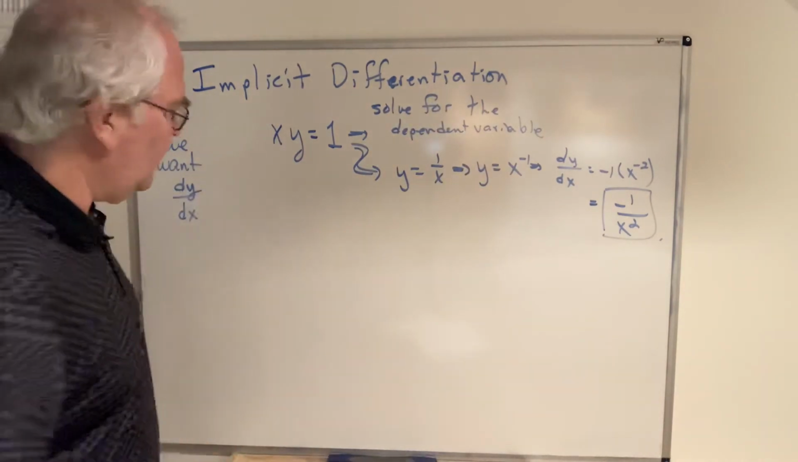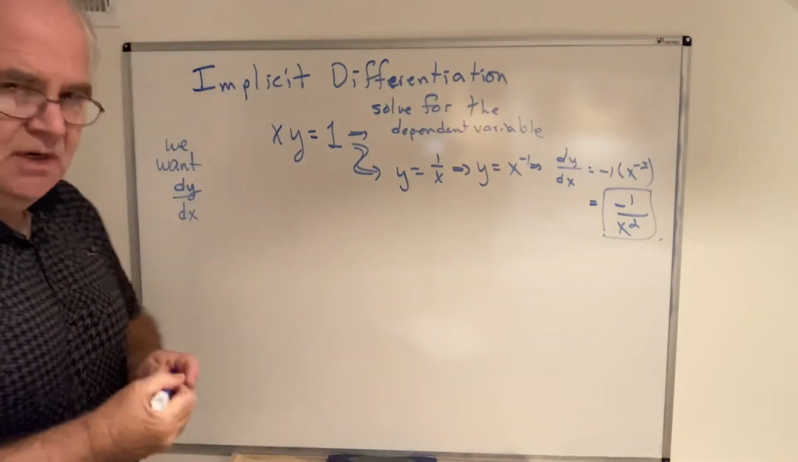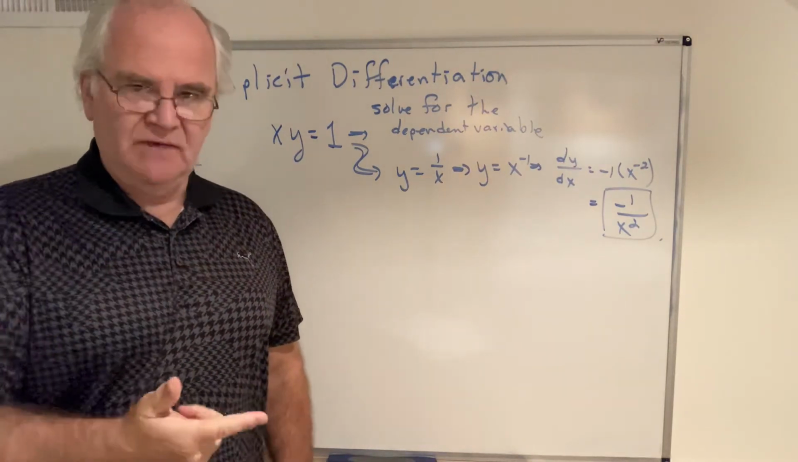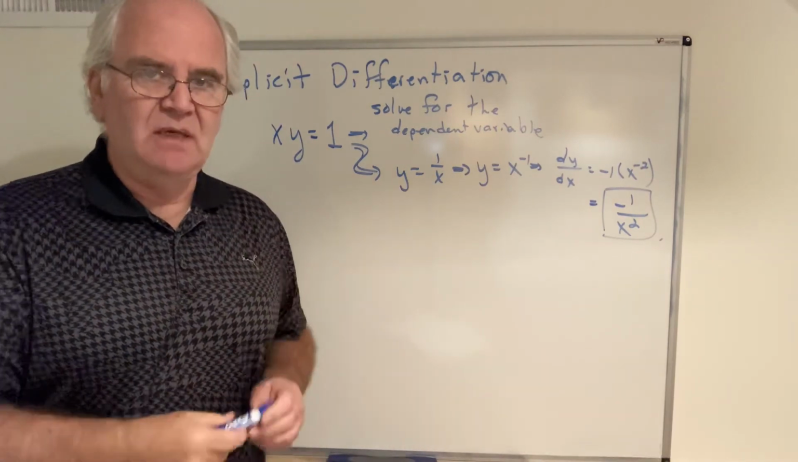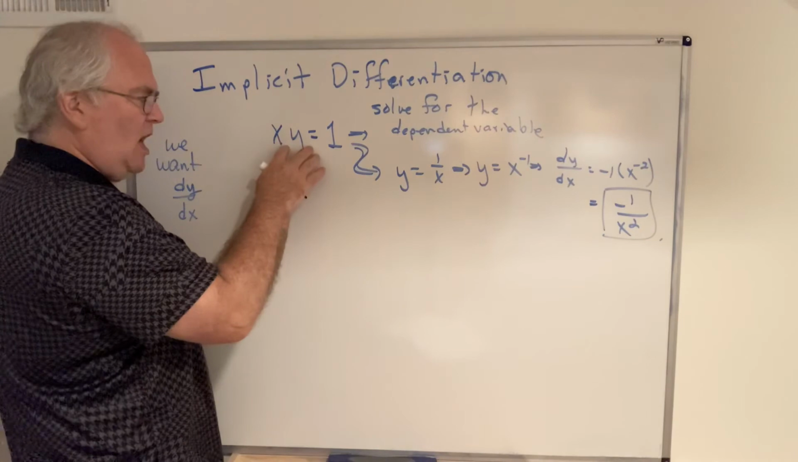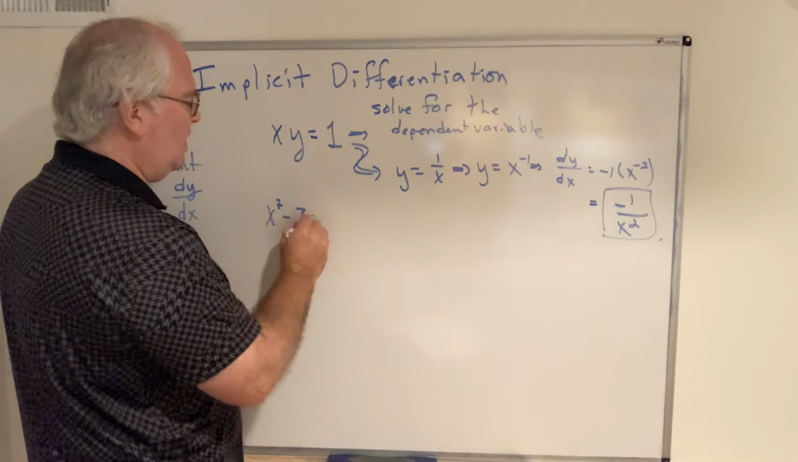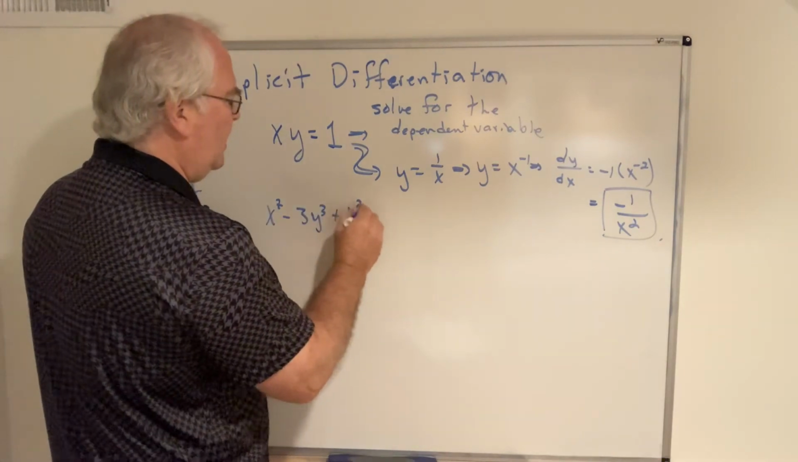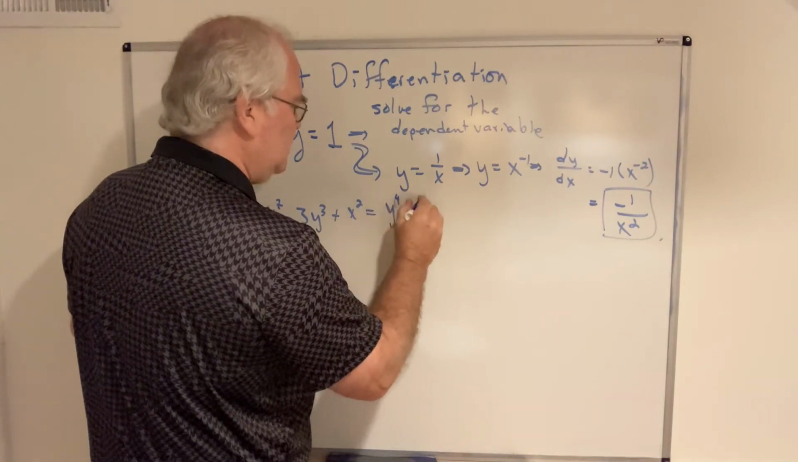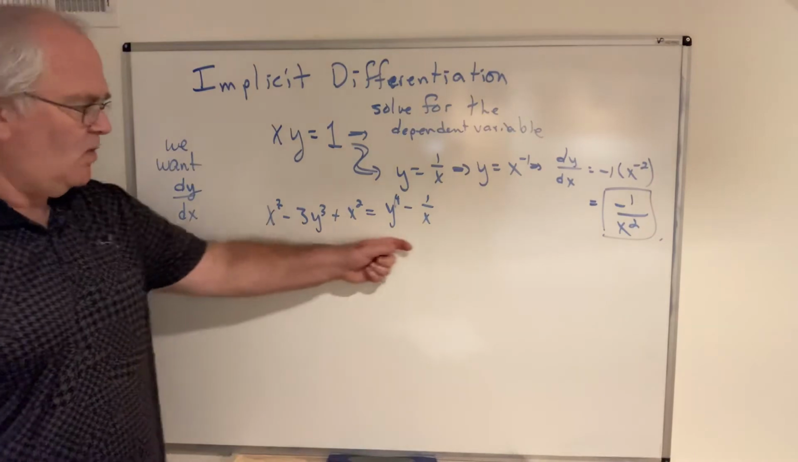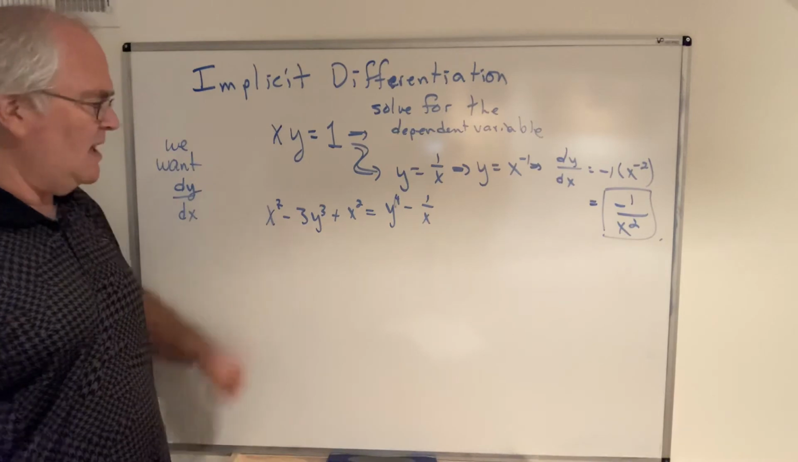The problem comes in this way. Sometimes solving for y is not very easy, extremely difficult, sometimes not even possible using elementary means. And so this could be much more complicated. It could be things like this: x to the 7th minus 3y to the 3rd plus x squared is equal to y to the 4th minus 1 over x. We could have some bizarre equation, and solving for x or solving for y might be very difficult, maybe not even possible.